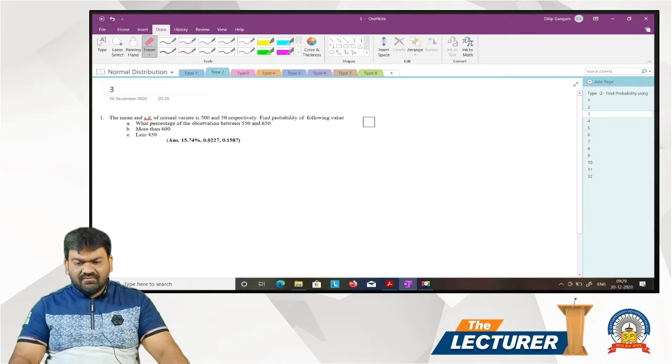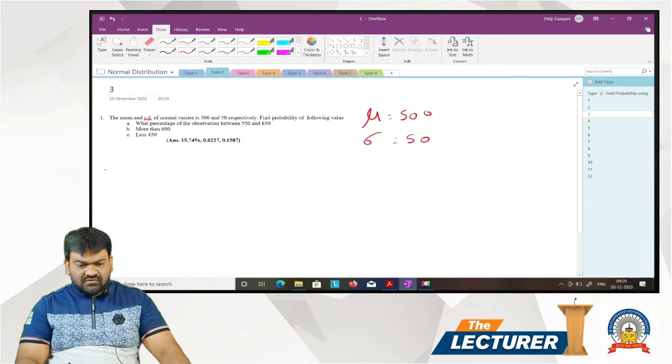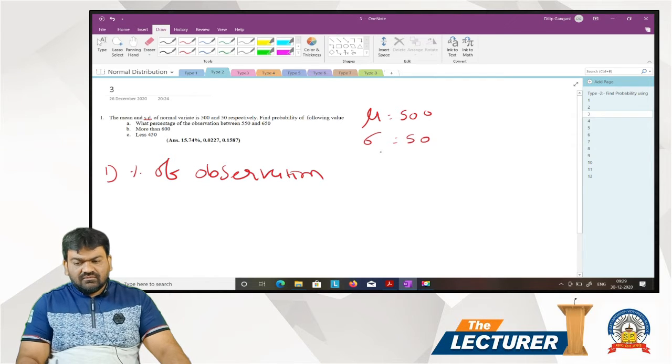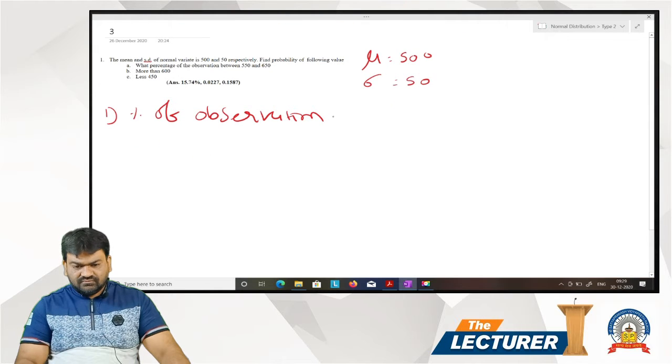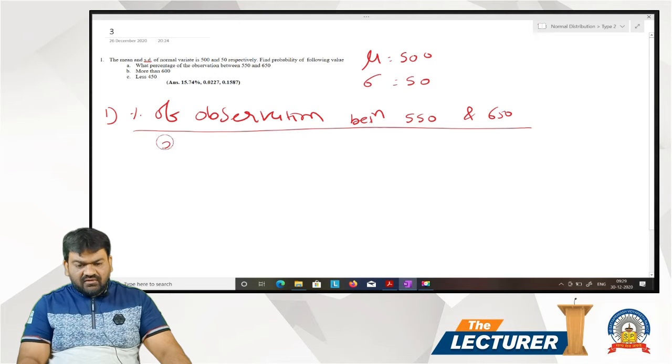First of all, mu is given. Mu is 500. Small sigma, that is the standard deviation, is 50. First question: what percentage of observations lie between 550 and 650? So x1 is equal to 550 and x2 is equal to 650.